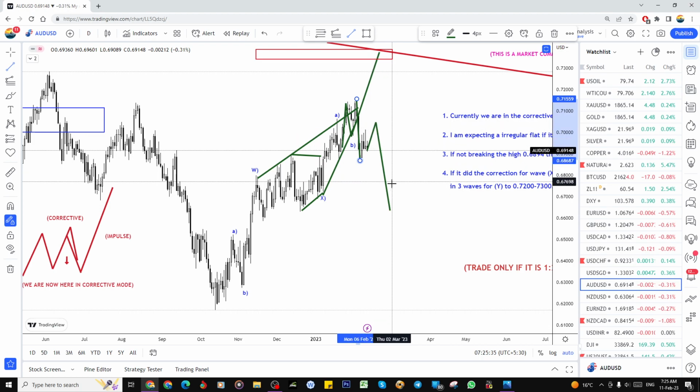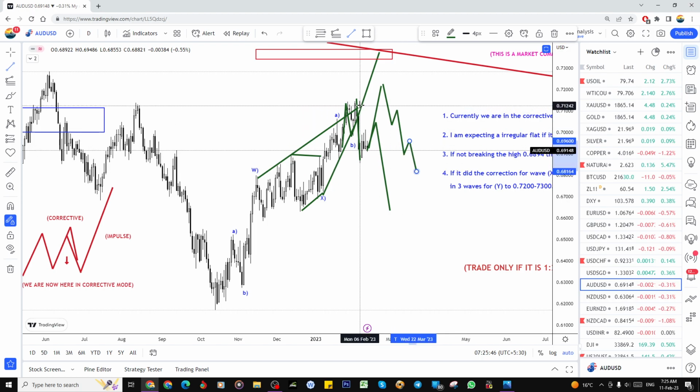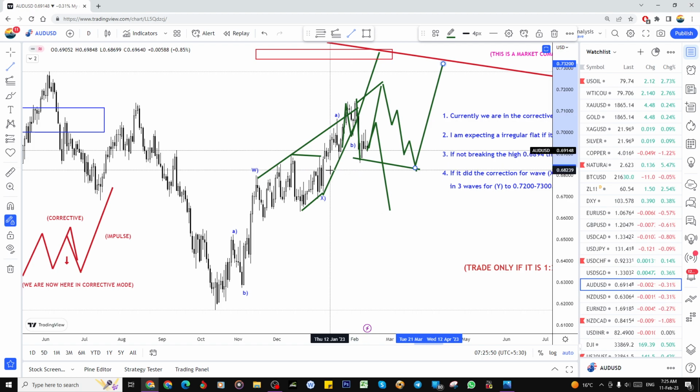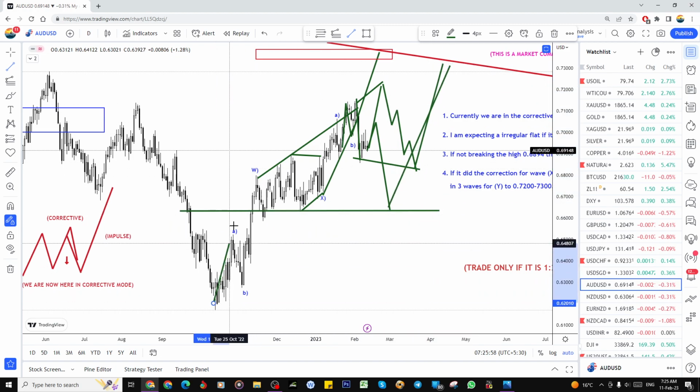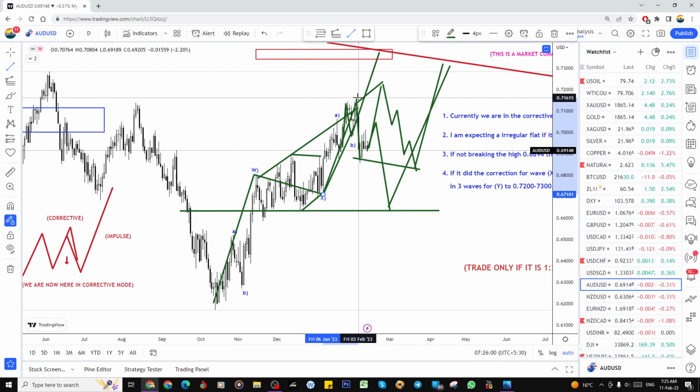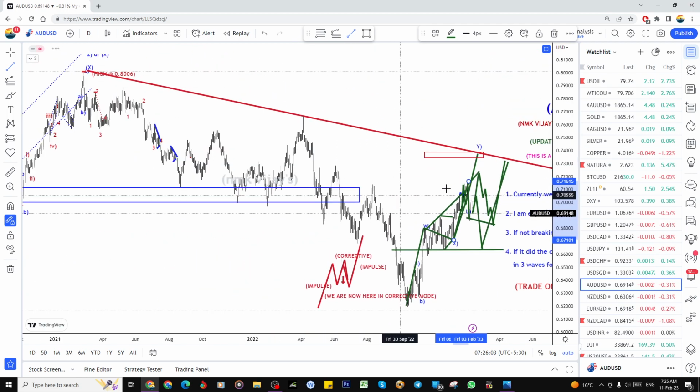So if you are expecting this, what will it do? It will go above this high. Sometimes, not every time, it can do like this. Then this will become the expanded flat and from here it can bounce. Or if it goes like this, retesting this level and one more bounce. Or this is the end of the correction and we are in the downtrend, that is also possible.